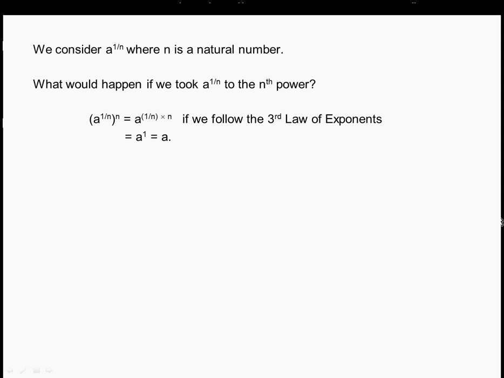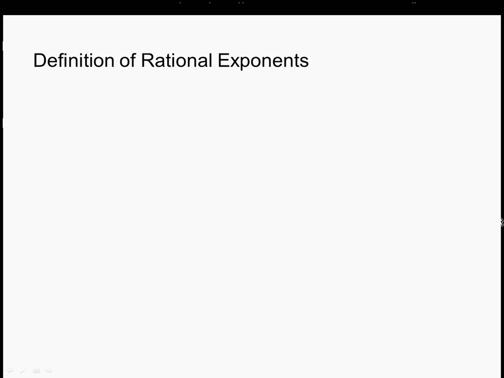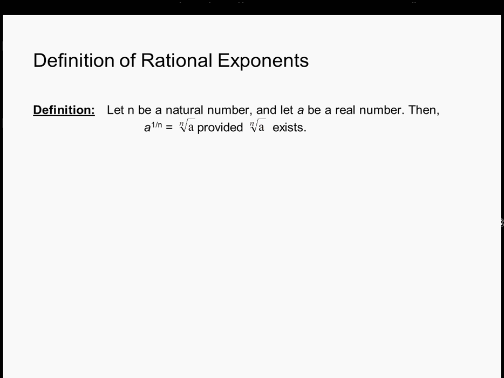Something to the nth power became a. Remember, in this section, we called that the nth root. But recall, if a is greater than or equal to 0, then the nth root of a to the n was a. There's the connection. So it looks like a to the 1 over n should be defined as the nth root of a. But now it's too much to expect that all our fractions are 1 over n. So this leads to the definition of rational exponents. Definition. Let n be a natural number. Now let a be a real number. Then a to the 1 over n is equal to the nth root of a, provided the nth root of a exists. That's how we take care of it being any real number. The nth root of a has to exist.